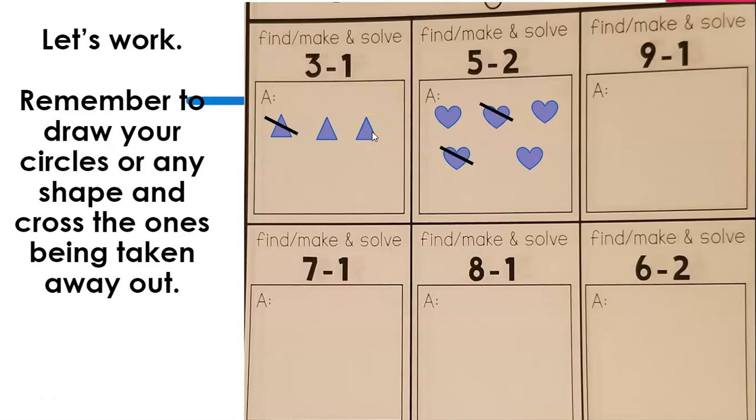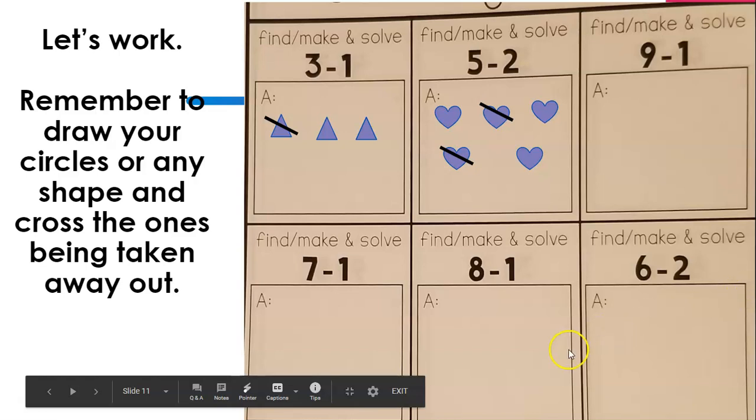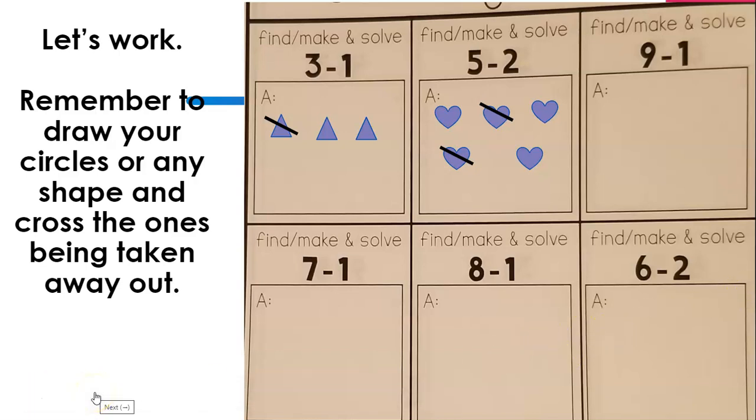Move to the next one, going straight across, looking at 4 rows. My first problem says 5 minus 2. Count up my hearts. 1, 2, 3, 4, 5. Take 2 of my hearts away. 1, 2. How many do I have left? Standing. 1, 2, 3. You guys are going to work the rest of those problems on this page yourself. I have confidence that you can do it.